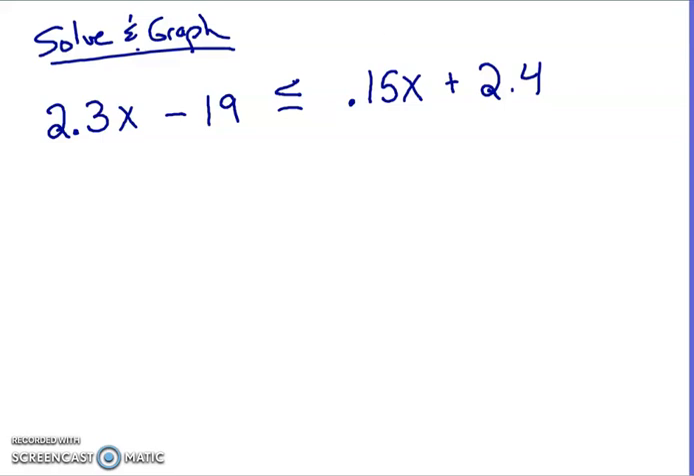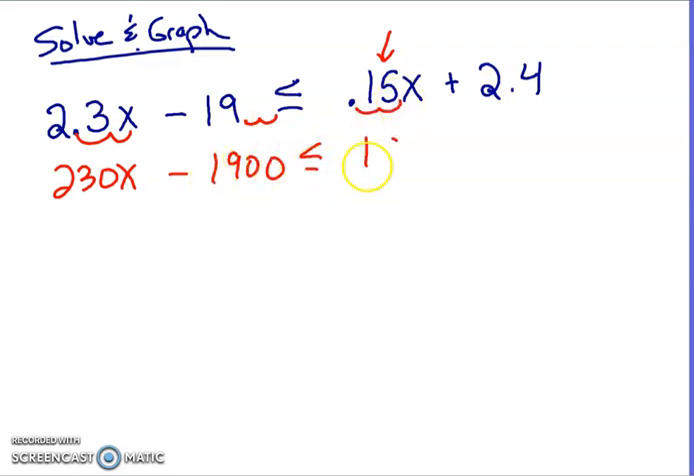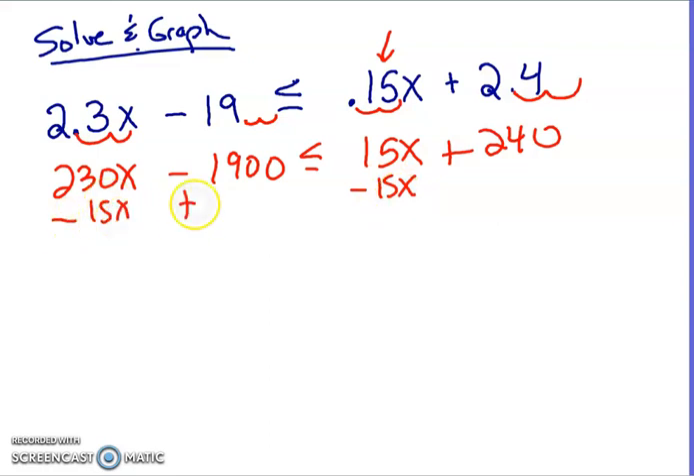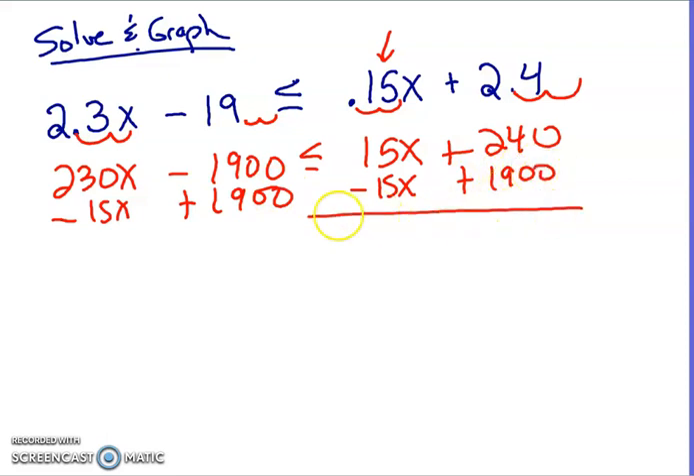But the biggest amount of decimal places is right here, 2. So I'm going to move everything over 2 decimal places. So that becomes 230x. Move this decimal over 2 places, so that becomes 1900. Move this over, it becomes 15x. And move this over 2 places, it becomes 240. And again, you don't have to do that. You can leave it as a decimal if you want. So I'm going to minus 15x and add 1900 to both sides. Remember, what you do to one side, you have to do to the other.